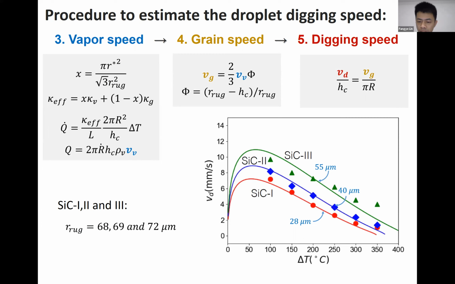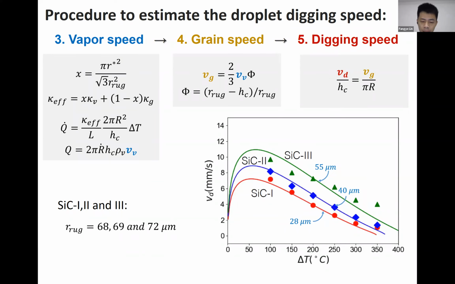When the vapor thickness becomes larger and larger as the temperature increases, the vapor can more and more escape without entraining grains. This is captured by the parameter phi, which allows us to estimate the speed of the grains, and eventually the digging speed is obtained by a simple relation: the droplet goes down by Hc during the time for a grain to escape from the bottom of the droplet, Vg divided by pi r, where r is the droplet radius.